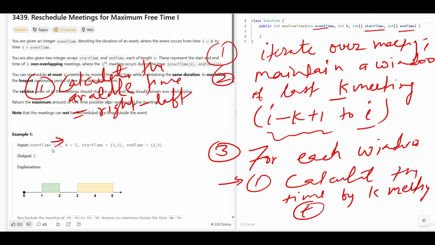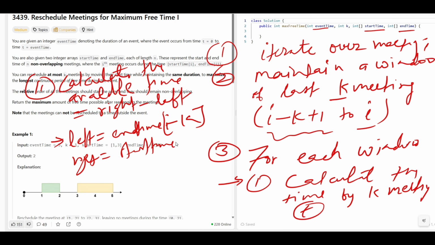So how will we get the right and left? Let's suppose left will be the end time at i minus k, if there is a meeting before the window, else we return 0. And the right will be the start time at i plus 1, if there is a meeting after the window, else we return the end time. Either we return this or this.